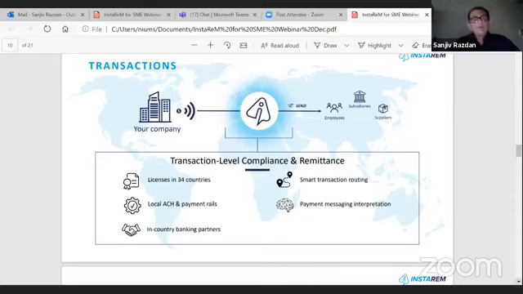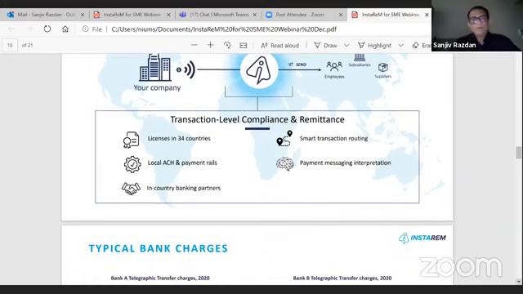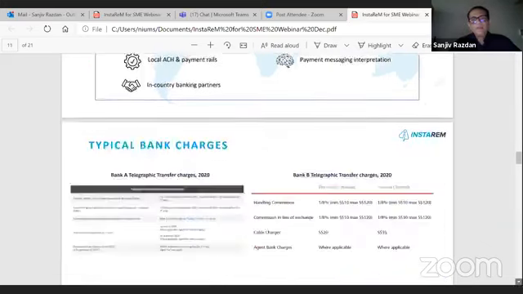Because our levels of compliance are at the same level as that of a bank. So while you don't have the inconvenience and the high cost that a bank has, we offer you the same experience in terms of regulatory compliance and remittance services equal to a bank. So that's what we are basically trying to say here.